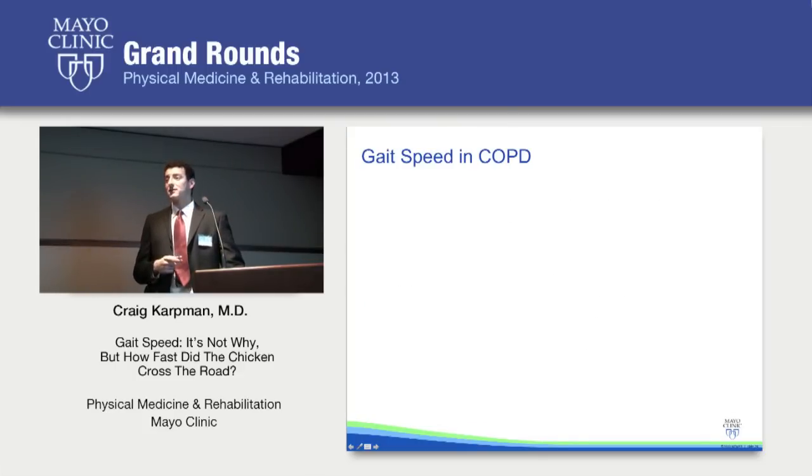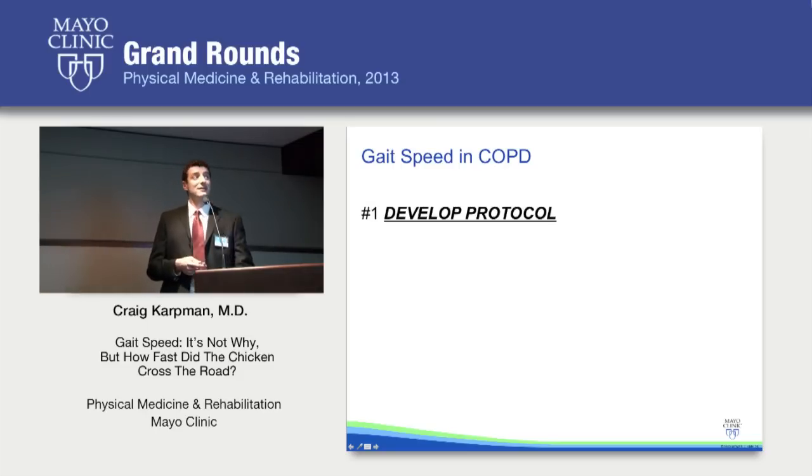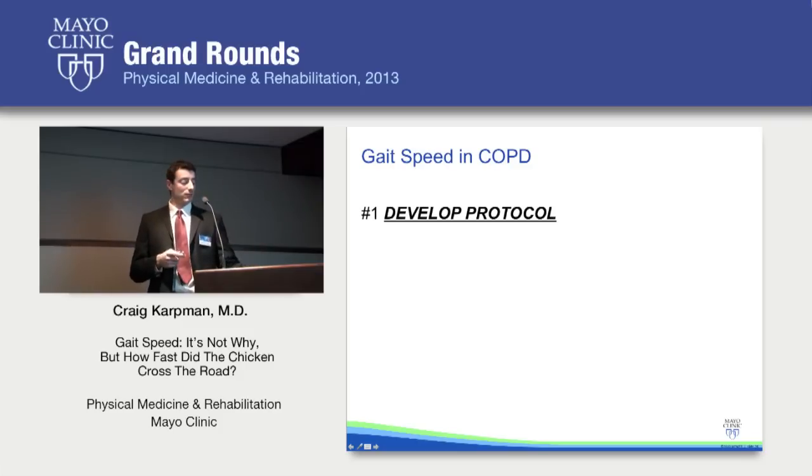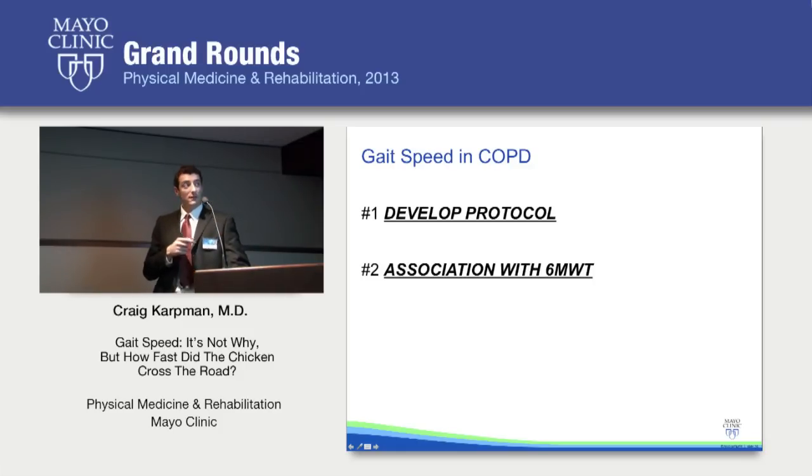And because of all those limitations, that's where we got interested in, let's look at something simpler, shorter, easier to use, like gait speed in our population, since there was a fair bit of similarity with the test that we already use. So our goal is really to develop a protocol on how to measure gait speed in our group that would work the best, evaluate how well gait speed is associated with 6-minute walk test in our group, since that's an important outcome that's already been proven, and then evaluate how feasible it is to implement this in our clinical practice.